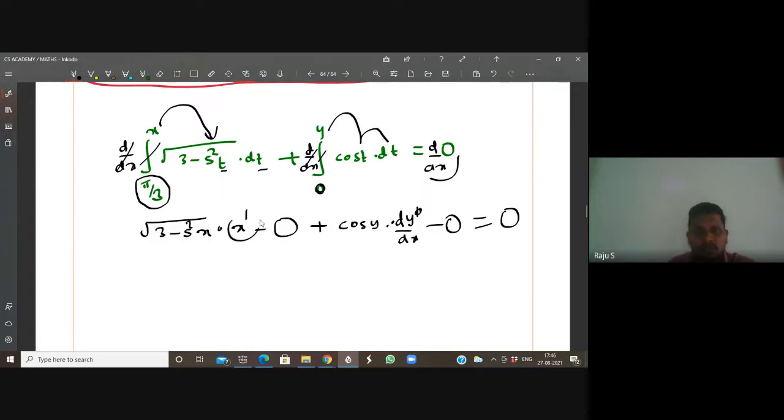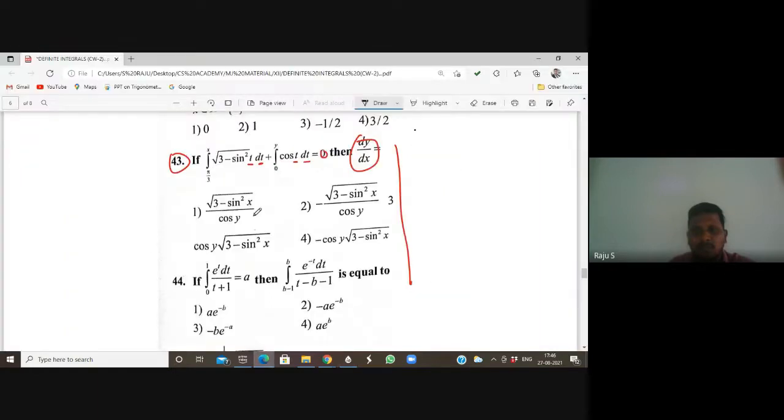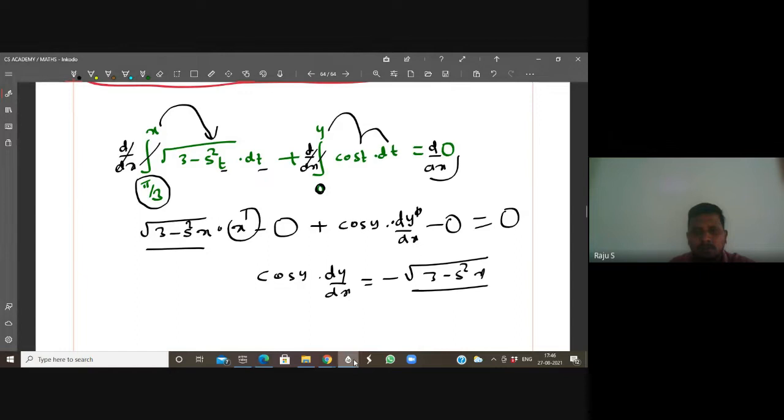So x derivative is 1. So this value we can take to the right side. So cos y dy by dx is equal to minus of root of 3 minus sine square x. Now dy by dx, you can cross multiply this cos y. So the answer is minus of, yeah, second option is correct. Only one step, apply the Leibniz rule. That's all.